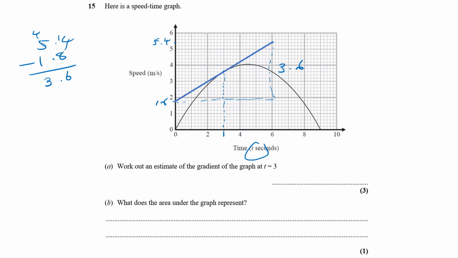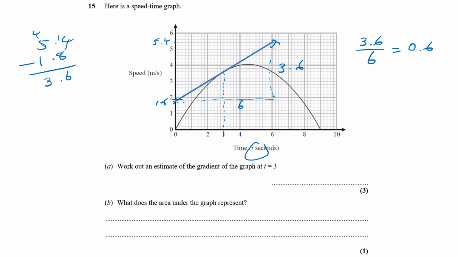And I spread these points out as far as I could based on my line, because the further apart I choose my points on my tangent, the more accurate my readings are going to be. I've also gone from 0 to 6 on the x-axis, so that's a difference of 6. So the gradient of my graph when t equals 3 is going to be the change in y, which is 3.6, divided by the change in x, which was 6, therefore 0.6.